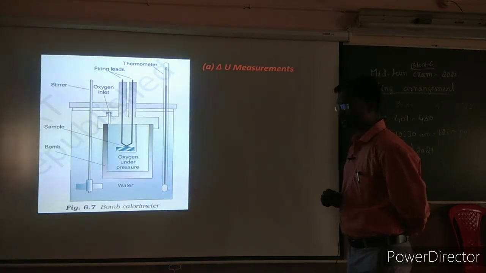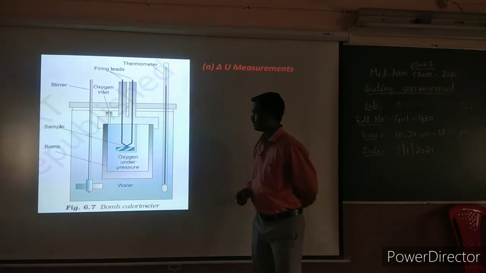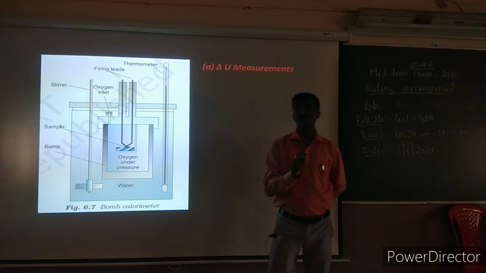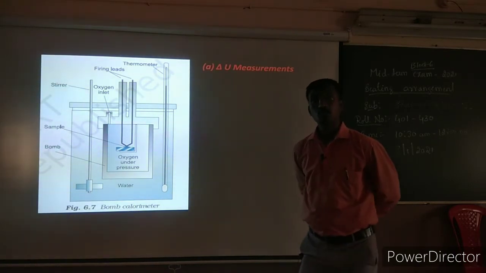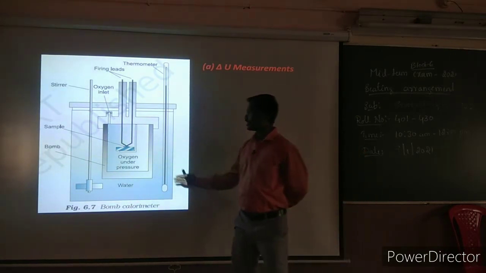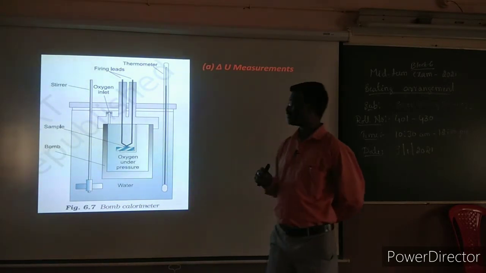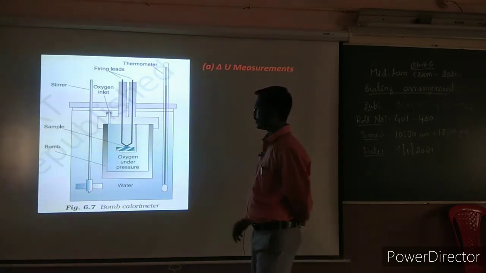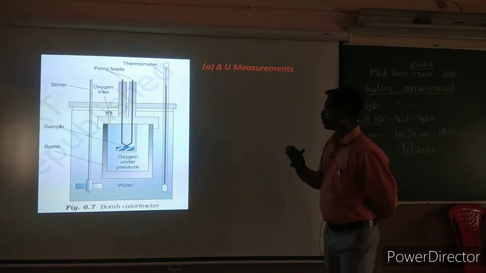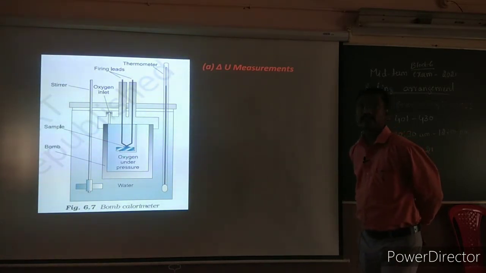I hope you understand the word bomb. Bomb is nothing but we are going to fire that sample. So this is one of the instruments where we keep the volume constant. In the first condition, it is QV. QV means the volume of the water is not changing. It is fixed. But the heat is transferring from the bomb to the water. How much the water temperature changes can be measured by the thermometer. So this is one of the methods to calculate the internal energy by using the bomb calorimeter.